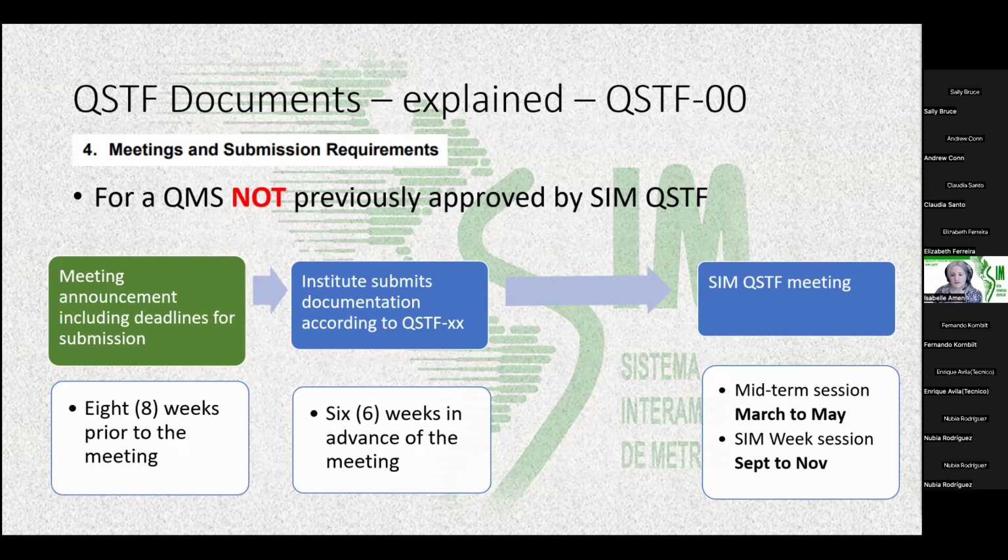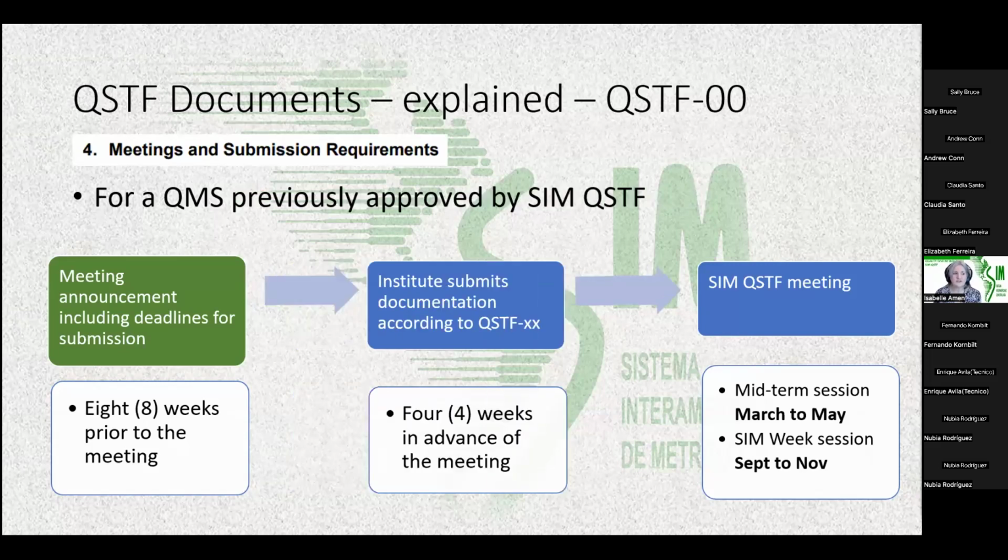Institutes that do not have access to the SIM SharePoint to submit their documentation will submit them through their NMIs who have access to it or through the SIM Secretariat. But this will be explained later on in the next sessions of this seminar. Then 6 weeks later, the actual meeting is happening. And as I mentioned, the midterm session is usually between March to May, and the SIM week session is usually between September to November. For a QMS that has already been approved, it's very similar. However, the timeline to submit documentation is 4 weeks in advance of the actual meeting.